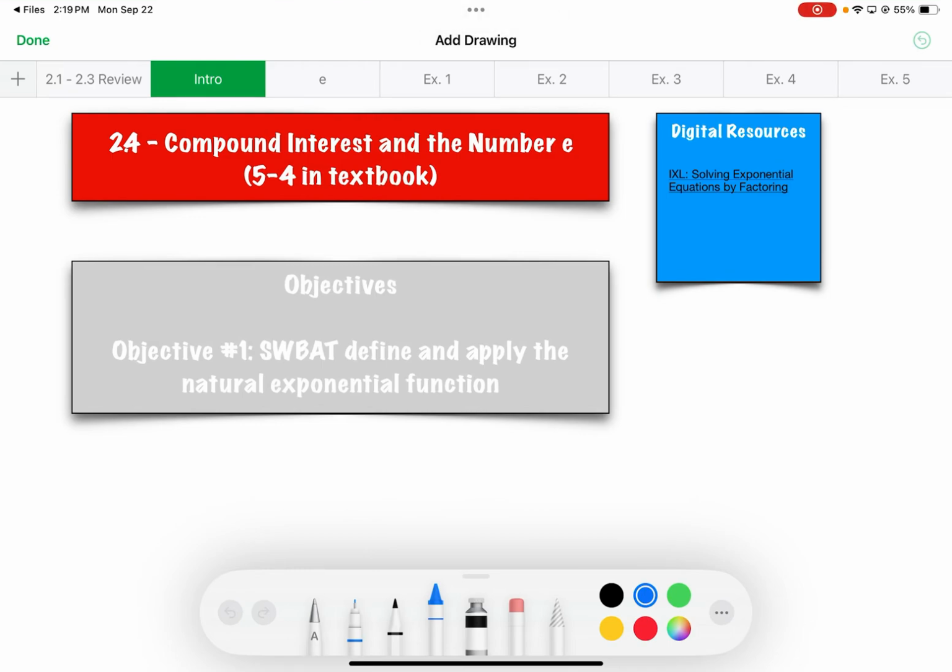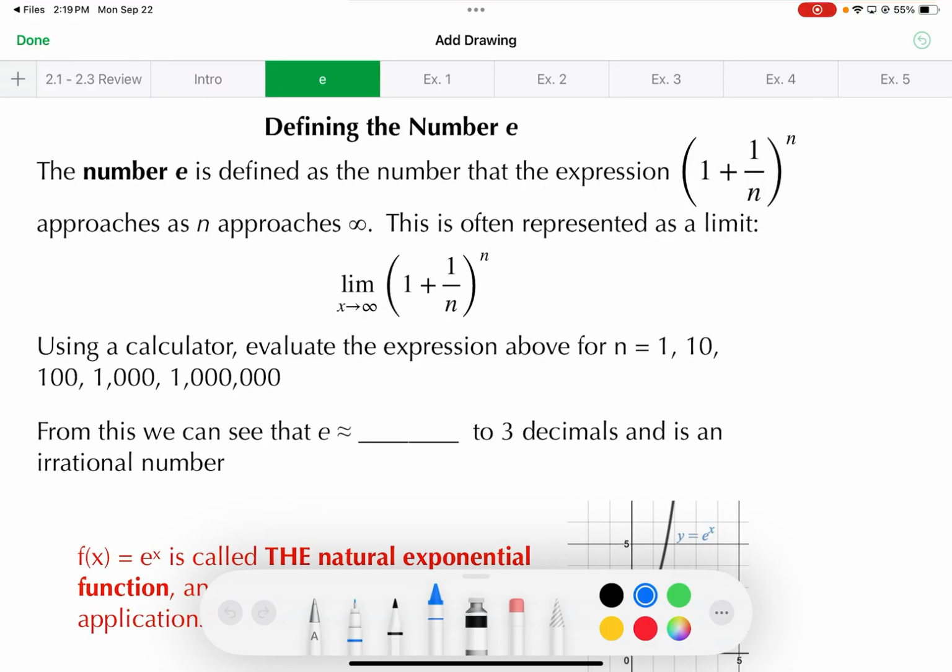Okay, so 2-4, now we're looking at compound interest and the number E here, okay? And we're going to introduce to you that value. Let's start there. Have we seen the number E before? Yeah? Some of us? Okay.